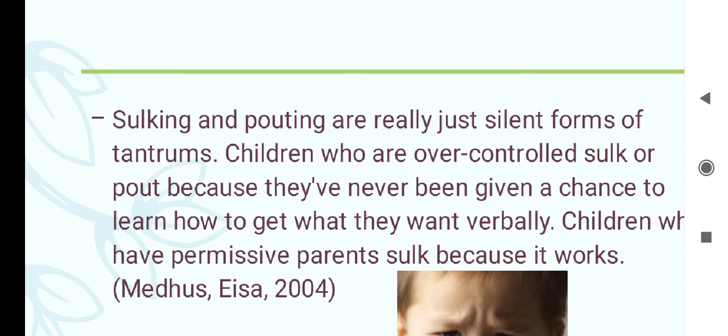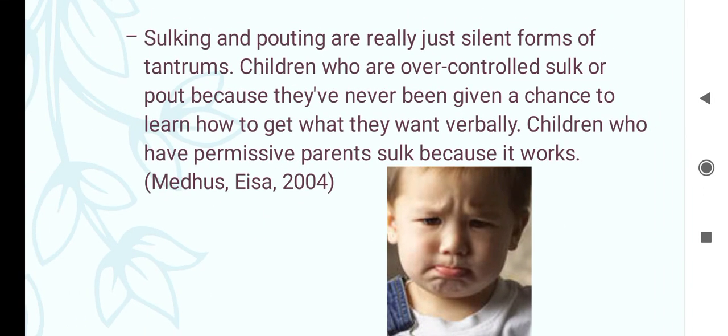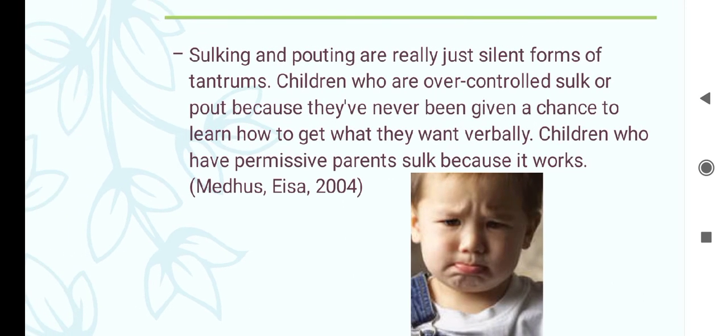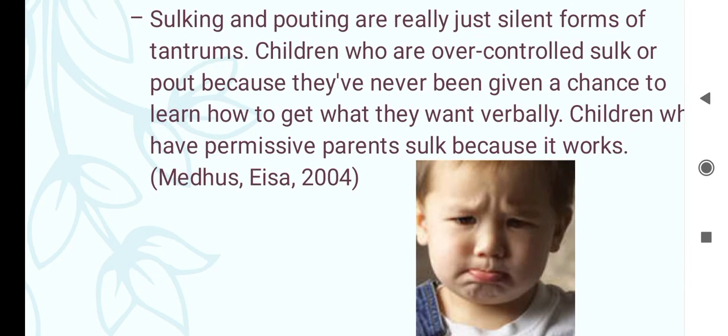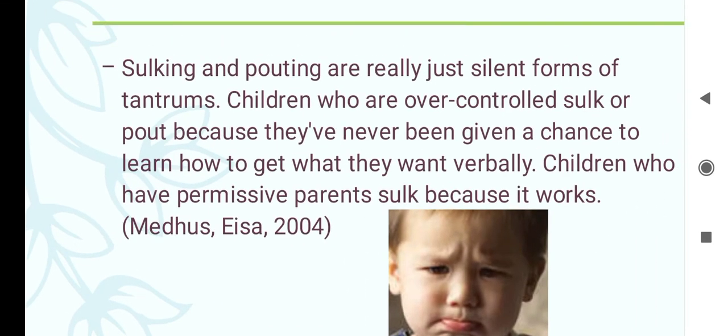But there is another way of showing a silent tantrum, which is by expressing it with their face, by sulking and pouting. Dalam bahasa Melayu kita panggil buat muka muncung, buat muka tarik muka. Itu adalah satu ekspresif, alright, yang menunjukkan dia tak suka atau dia marah.